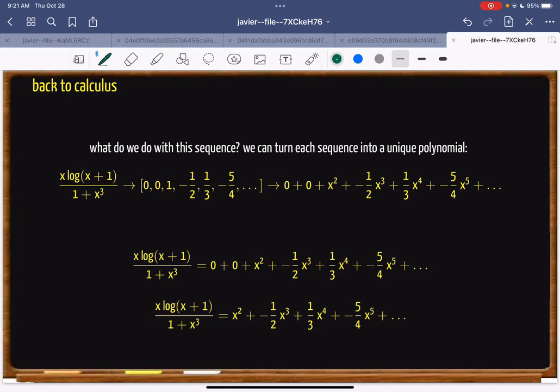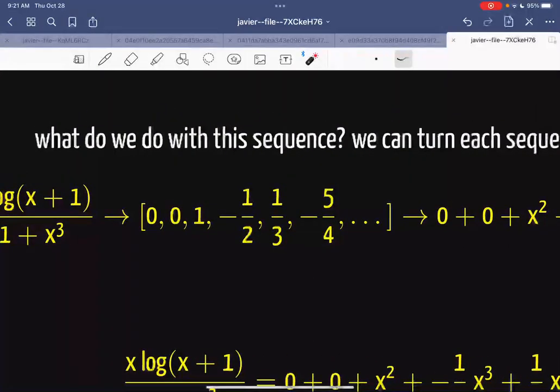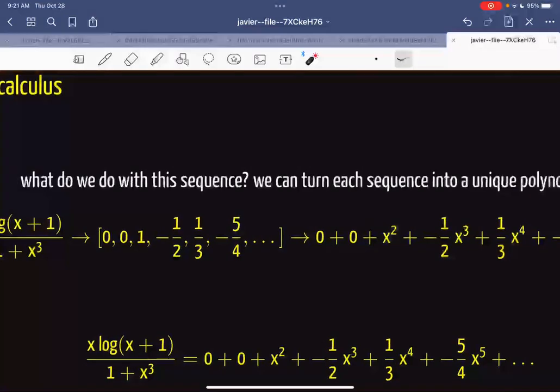You take some weird looking function that doesn't even look anything like a polynomial, and boom, you derive from it your sequence. And from the sequence, you can get the polynomial. See the 0 and the 0, that would give you 0 constants, 0x to the first, 1x to the 2, a half x to the third, a third x to the fourth, and so on and so forth.